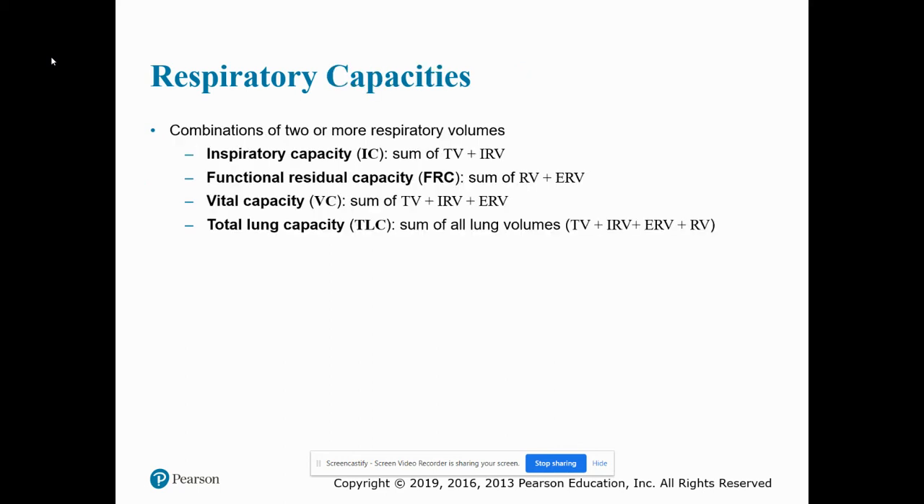I did not ask any questions on respiratory capacities on your exam, so you do not need to know them, but you probably will need to know them for lab. I do want you to know that respiratory capacities are the combination of 2 or more respiratory volumes.